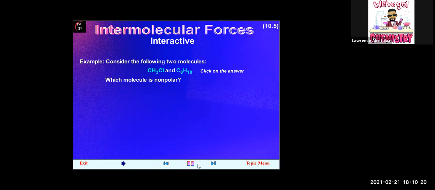All right, this is an interactive question. Which molecule is non-polar? I want you to take your pencil and give me the answers to this interactive. I'll go back later and show you the answers.